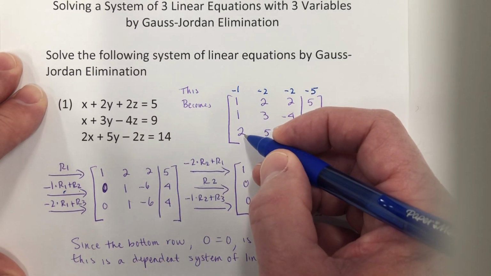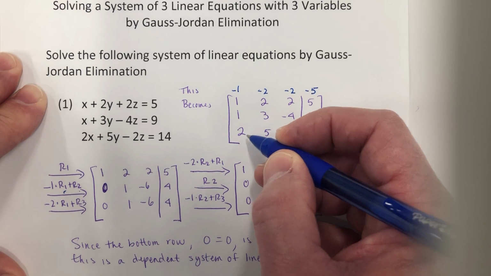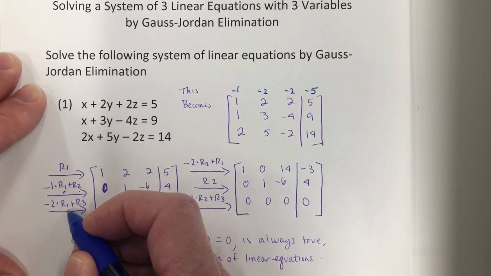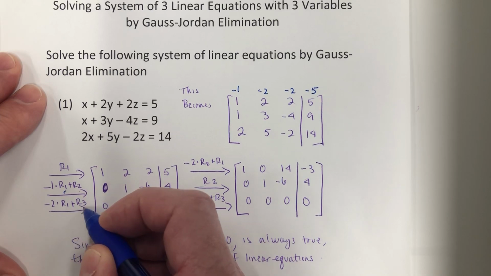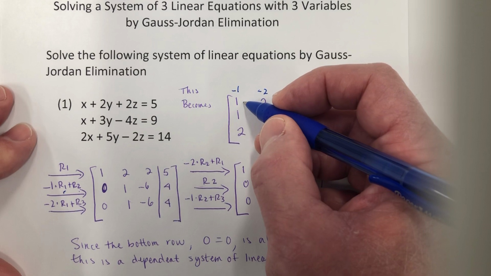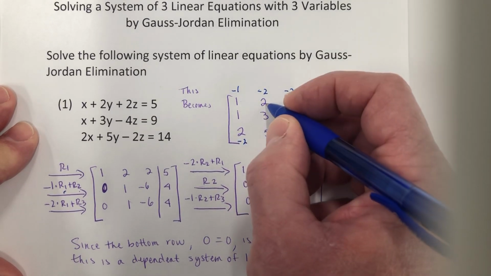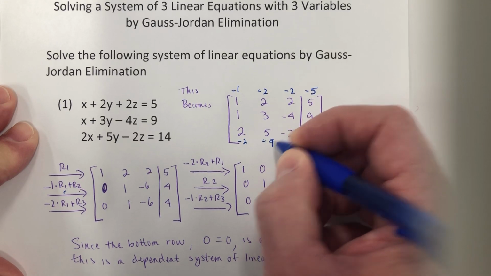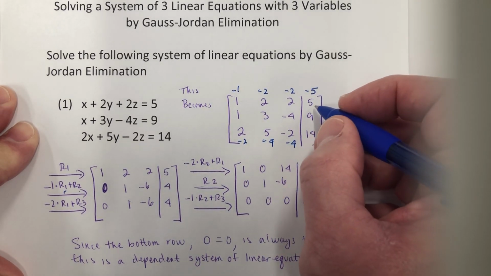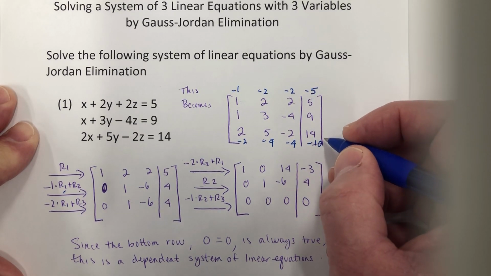Now we want to turn the positive 2 into a 0. How do we do that? We take positive 2's opposite, which is negative 2. We're going to multiply it by row 1, the row containing the 1, and we're going to add that down to row 3. Okay, so we're going to multiply the top row by negative 2. 1 times negative 2 is negative 2. Negative 2 times negative 2 is negative 4. 2 times negative 2 is negative 4. 5 times negative 2 is negative 10. So we're going to add those two rows together.